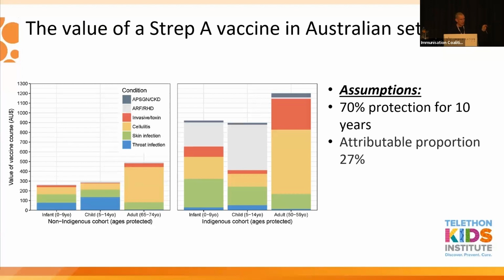There are a number of assumptions in these estimates, but essentially what we've got is quite a conservative estimate of protection, although it is quite durable. And the attributable proportion of Strep A to cellulitis cases, again, is quite conservative in that we've estimated just 27% of episodes are caused by streptococcal infections. So of course, the value of the vaccine goes up if the proportion of attributable cases due to streptococci also goes up.